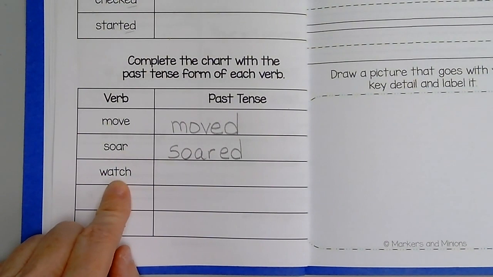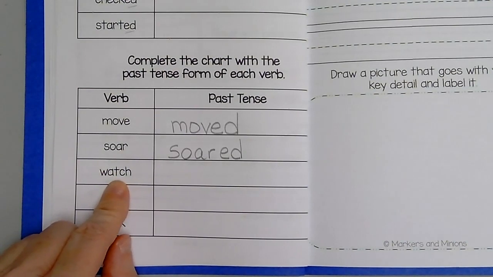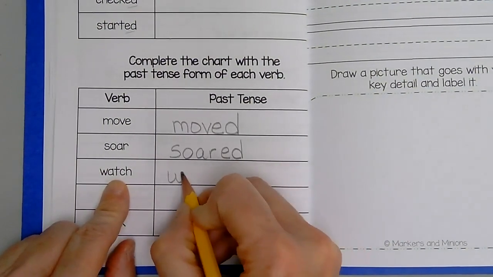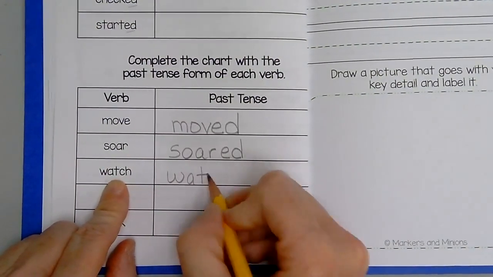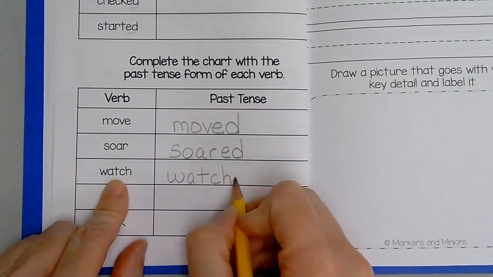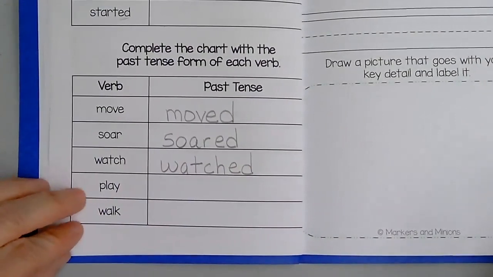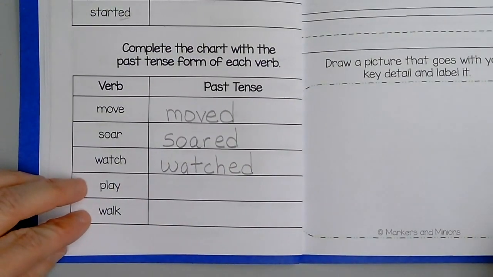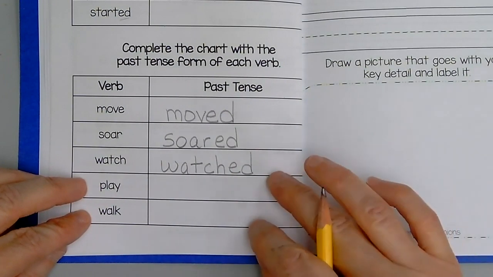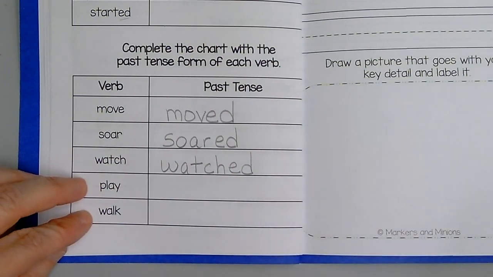Okay, what is this word? Watch. What are we going to add to it? We're going to add ED, that's right. So what is the word going to be now? Watched. Let's write it. Okay, class, you're going to take the last two words, play and played, and you're going to write the past tense form of each of those words in the spaces provided. Go ahead and pause the video now.